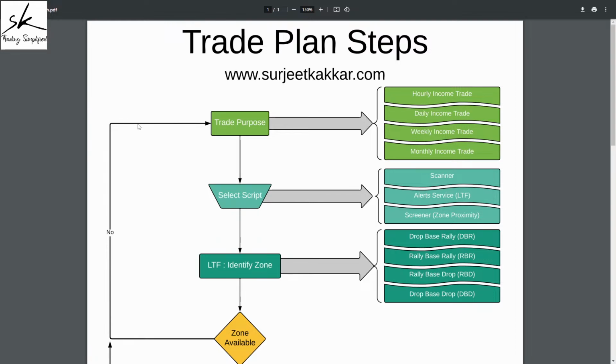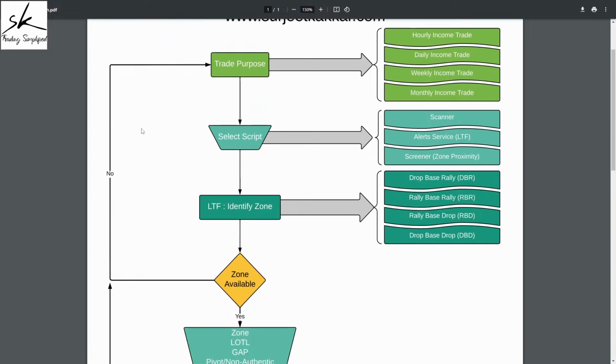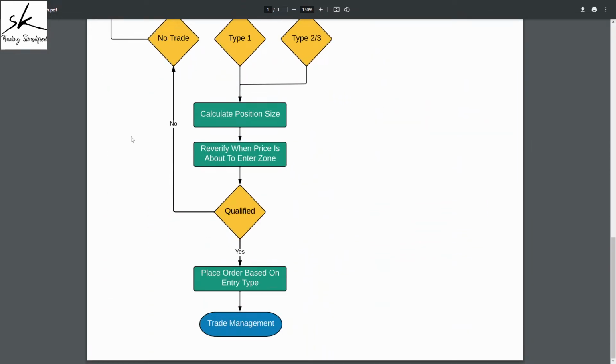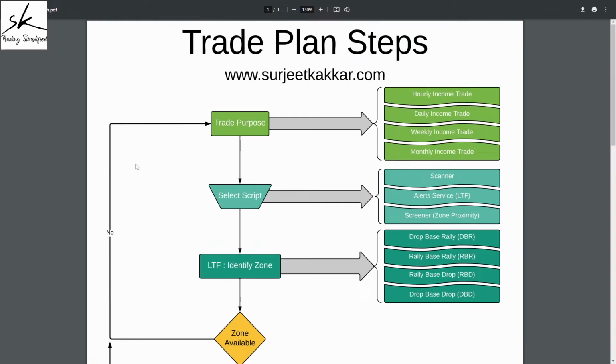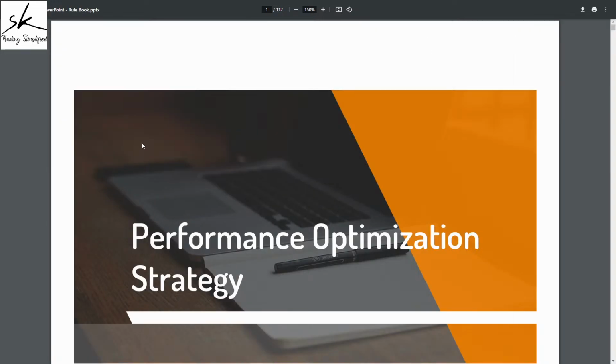So like I said, it is a combination of two documents. The first one is your trade plan steps. You can also call it the flow chart or the walkthrough. So this flow chart basically guides us on what we need to do as a demand and supply trader step by step. Now, every step has its own elaborate rules, and those rules are available in the rule book.